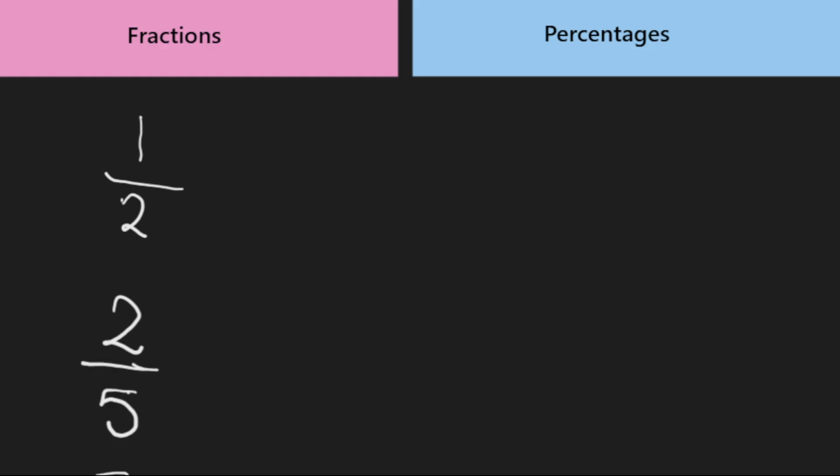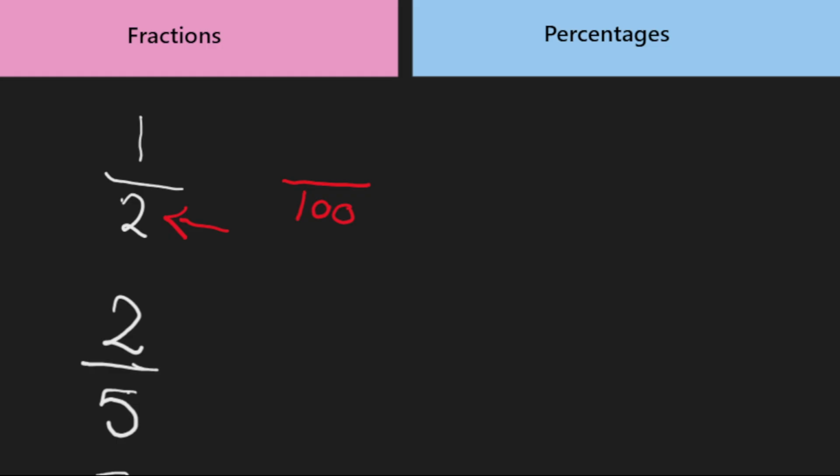The fraction is, for example, 1/2 and we want to convert it to percent. If you remember in the previous video, I said percent means out of 100, right? So to make the fraction look like a percent, you need to make the denominator, this number down here, 100. That's what we want. So now, how do we make this 2 to be 100?